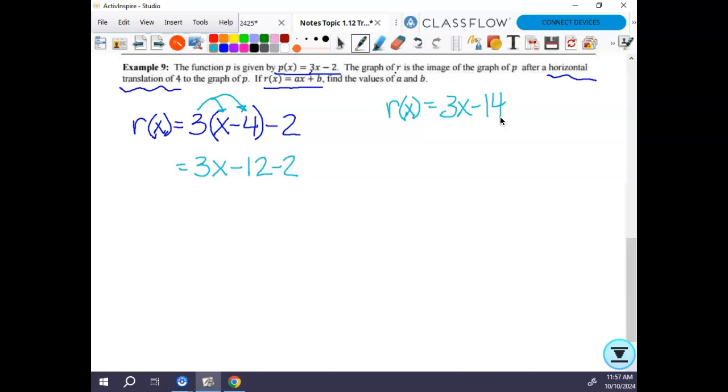And then it's actually asking me for the values of a and b. So a is 3. The original equation they gave me says plus b. And so since this is minus 14, b would be a negative 14. Okay? What questions you got? We good?